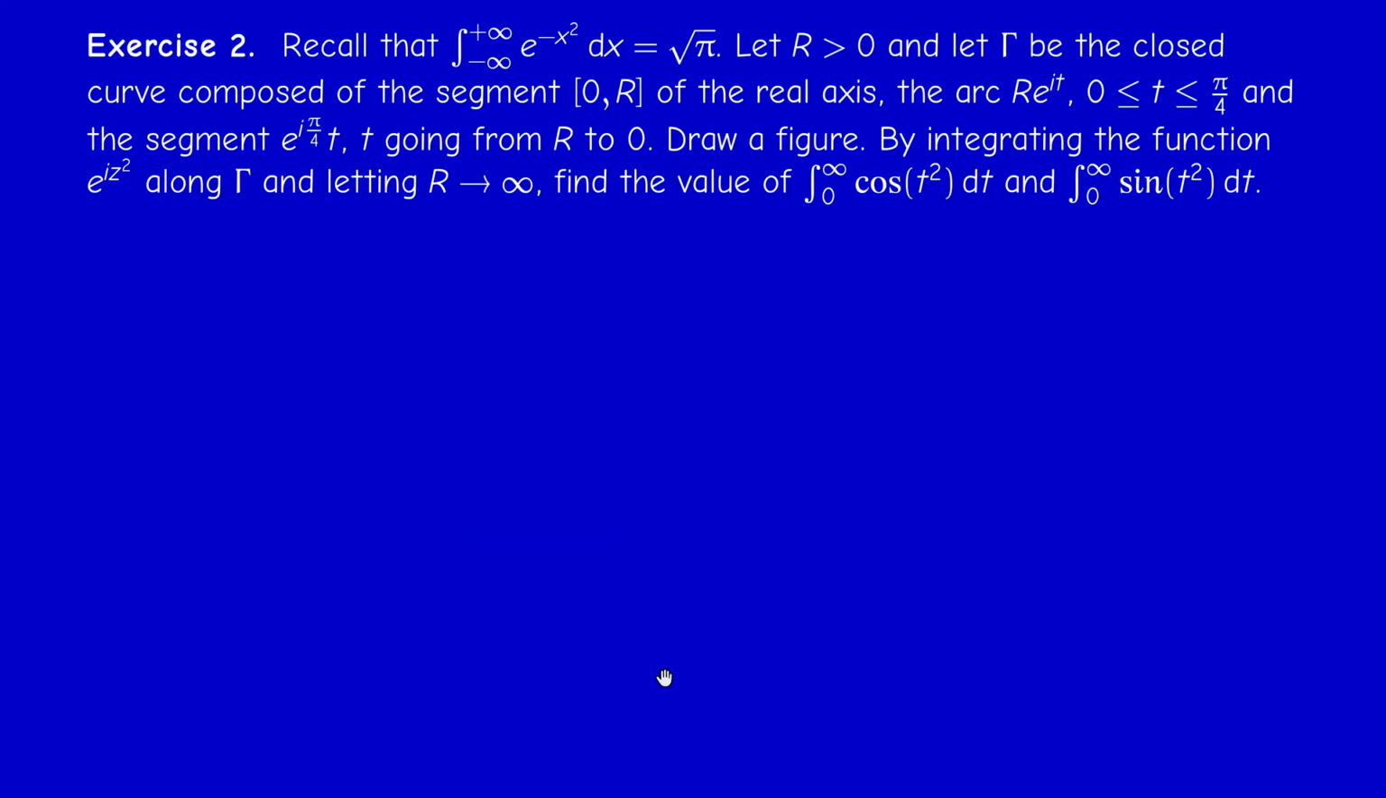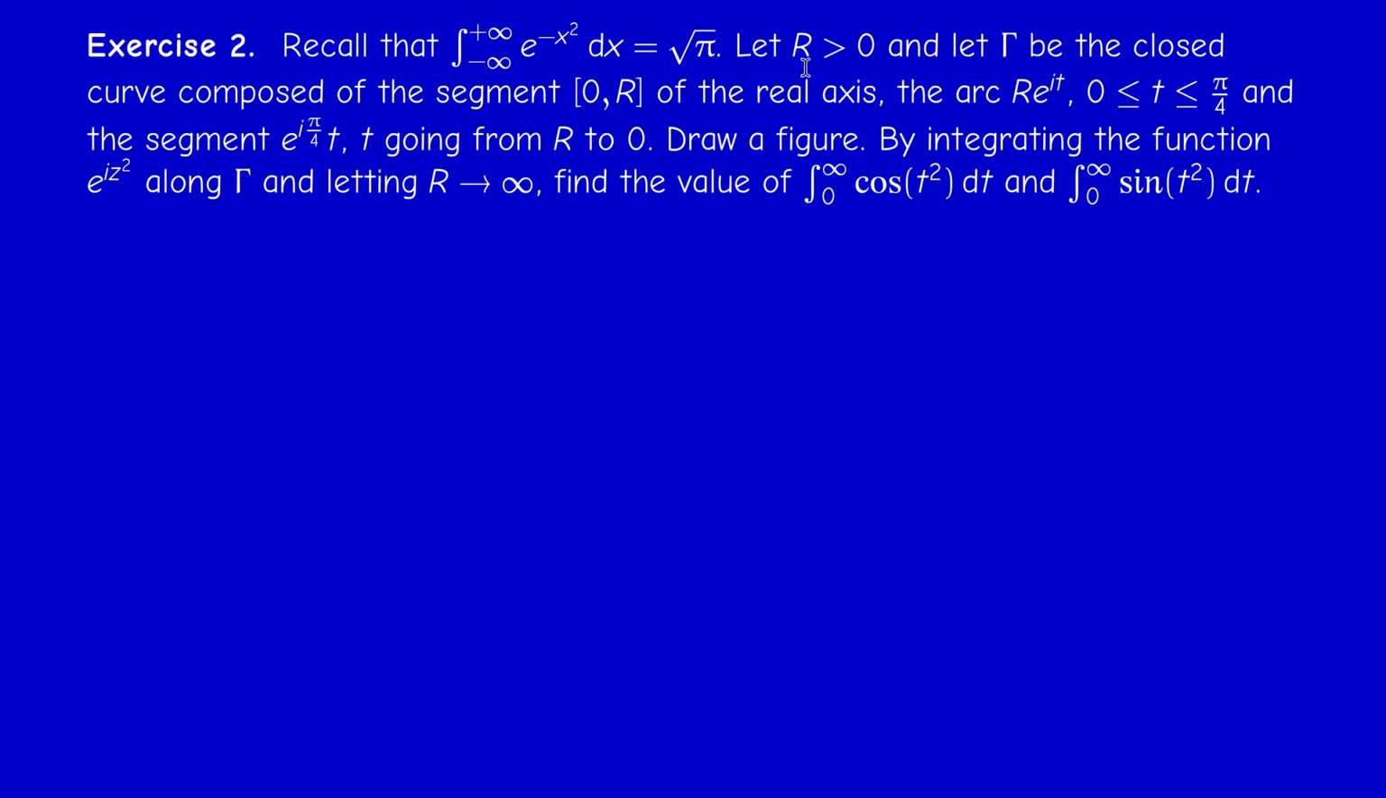Second one. So recall that the integral from minus infinity to infinity of e^(-x squared) equals radical pi. This is a result that you probably proved several times. So we will use it to compute these integrals, the integral from 0 to infinity of cosine t squared and the same for sine t squared, using complex variables methods.